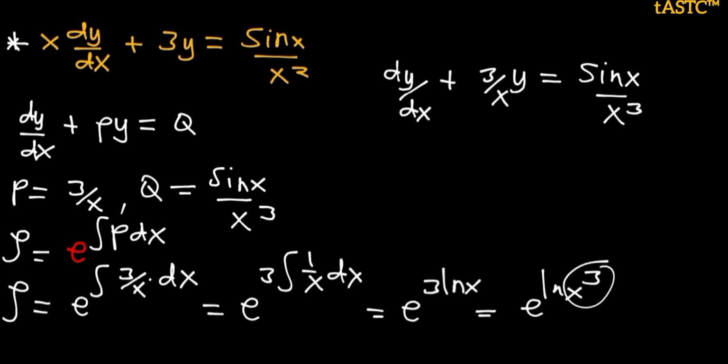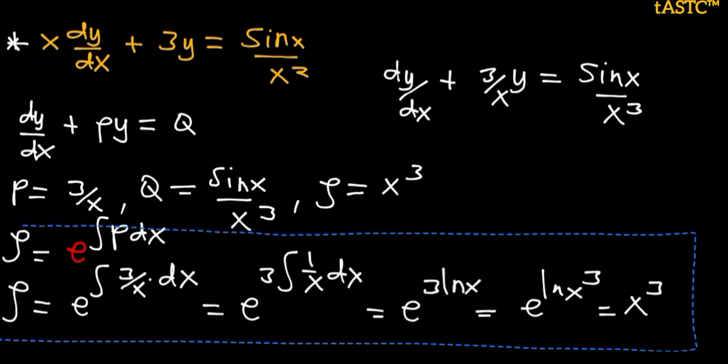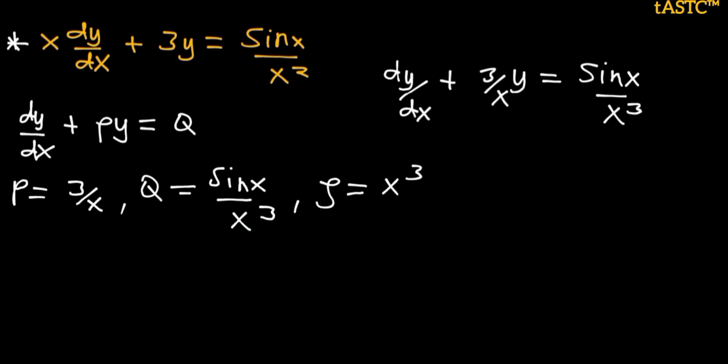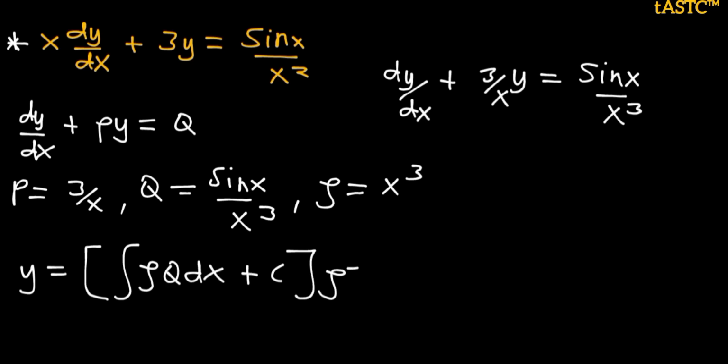Now, of course, you know this is going to change. So we should have x to the third as the answer for rho. So I'm going to add that here: rho, that is the integrating factor, is equal to x to the third. Now, next up, we need to find what y is. From derivations from the beginning parts of this video, we said that you could find y by taking the integral of rho q dx plus c, multiplied by rho raised to the power of negative 1. So that is basically what we're going to do.